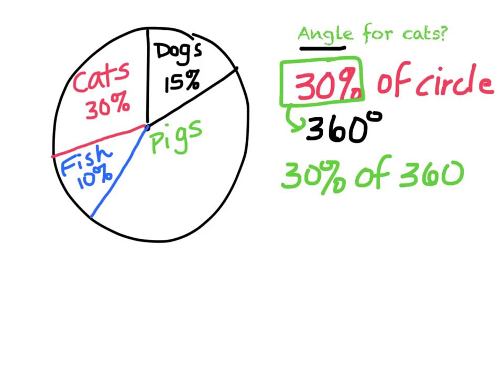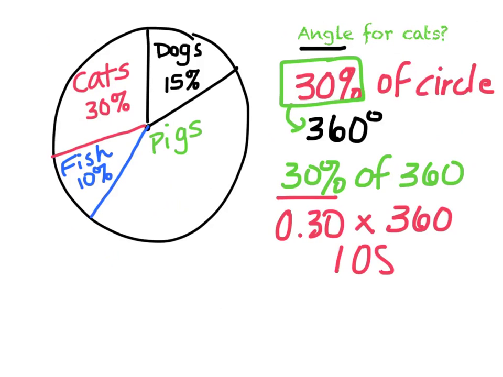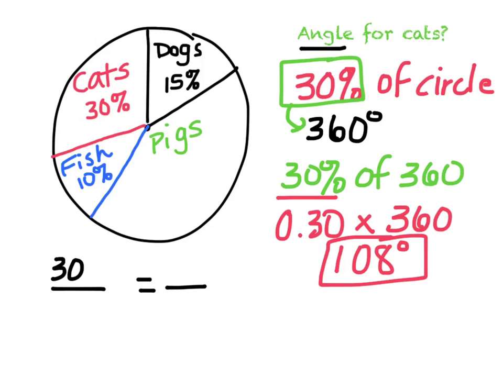A quick way to figure this out is you can actually type this in. You're finding a part of a whole, so you can do 0.30 times 360. Why don't you go ahead and type that in. And when I type that in, I get 108 degrees. Now if that way is confusing to you, you can set up a proportion. Cats are 30%, a percent's always out of 100, and then I want to know how many degrees it is out of 360. If you would rather do it this way and solve that proportion, you'll get the same answer of 108 degrees.